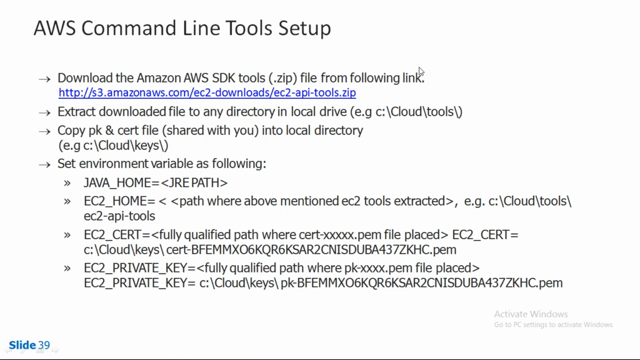So AWS command line tools setup, that you will have to do. Download the Amazon AWS SDK tools .zip file from the following link. This is where you can just do that, because when you want to do things using the command line, that is what happens in real time. For security purposes, we do everything with commands. So for that, you can download it from this link.